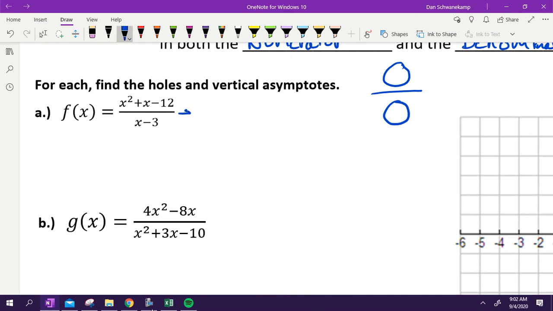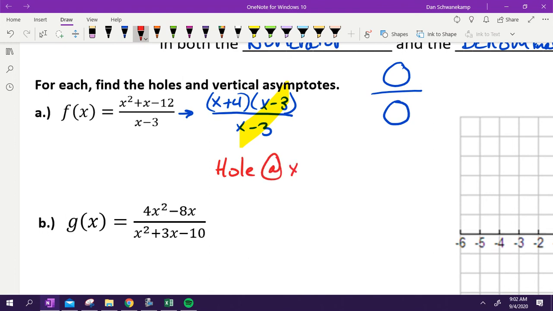So the first thing we always want to do if we're trying to find holes is factor everything. So I got an x minus 3 on bottom. On top, I could factor that into x plus 4 and x minus 3. Is there anything that's exactly the same on top and bottom? x minus 3. That is where I'm going to have a hole. Because there's an x minus 3 on top and bottom, there's going to be a hole at x equals 3. That's what that tells us.